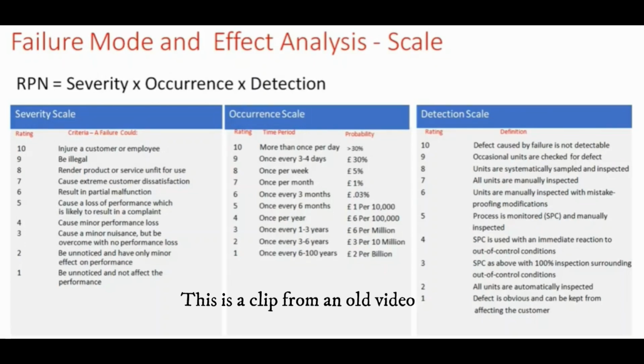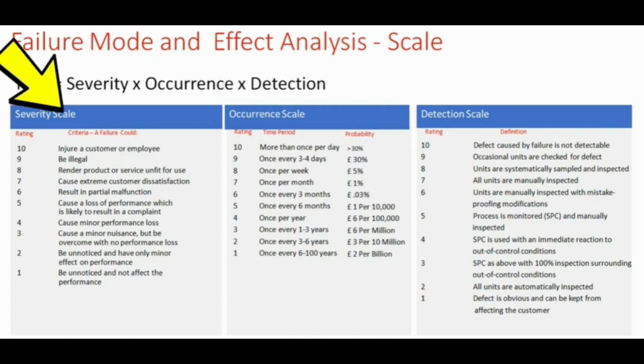In FMEA, there is a rating scale. There are terminologies called severity, occurrence, and detection. These terminologies have their different rating scales. All these three rating scales are from 1 to 10. Under the severity scale, there is a criterion identified to define the rating for a particular failure mode. Severity scale of 10 means injure a customer or employee.